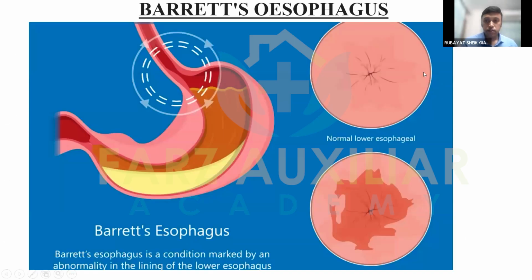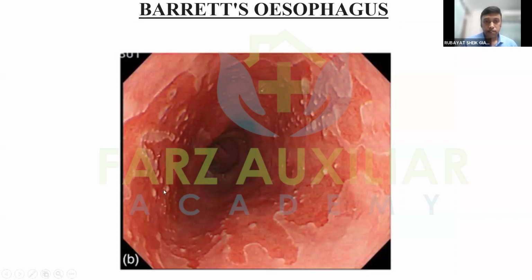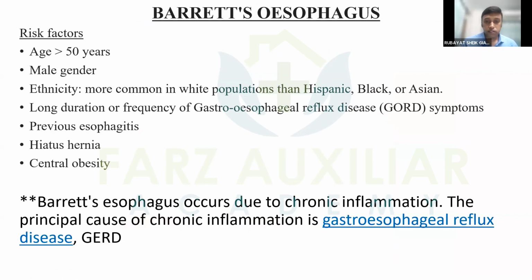Here you can see the normal lower esophagus showing a pink coloration in the upper circle. And when the part of the esophagus becomes replaced by Barrett's esophagus, it has a whitish appearance, which we will see on endoscopy later on. So this is a typical appearance of Barrett's esophagus. Here you can see the whitish areas showing Barrett's epithelium replacing the normal esophageal epithelium. The most common cause is chronic inflammation due to chronic irritation from gastroesophageal reflux disease. This is a common question that is asked.